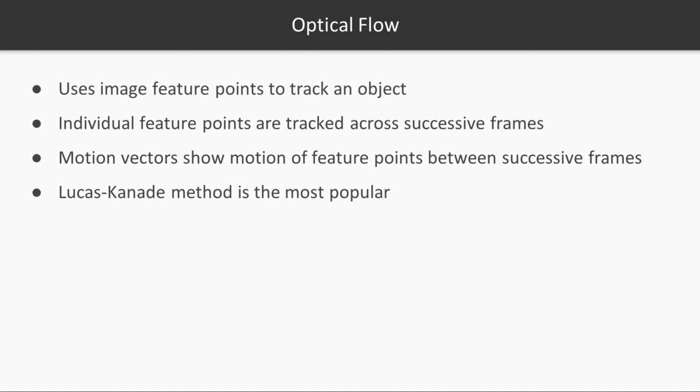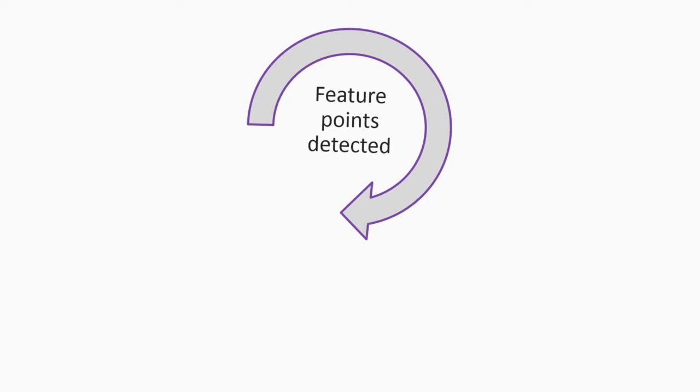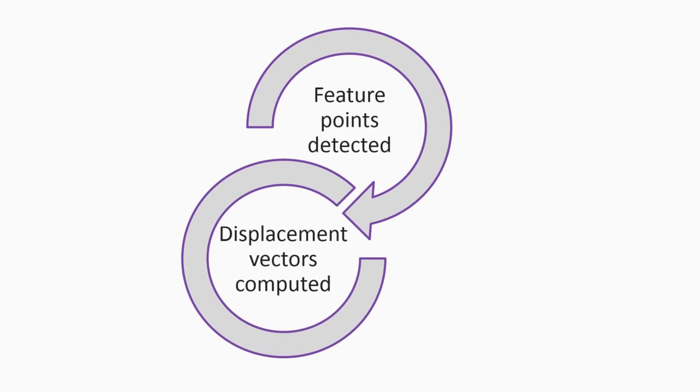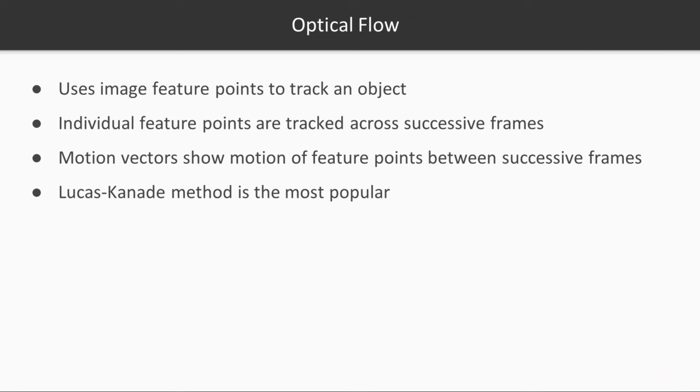Optical flow is a very popular technique used in computer vision. It uses image feature points to track an object. Individual feature points are tracked across successive frames in the live video. When we detect a set of feature points in a given frame, we compute the displacement vectors to keep track of it. We show the motion of these feature points between successive frames. These vectors are known as motion vectors.